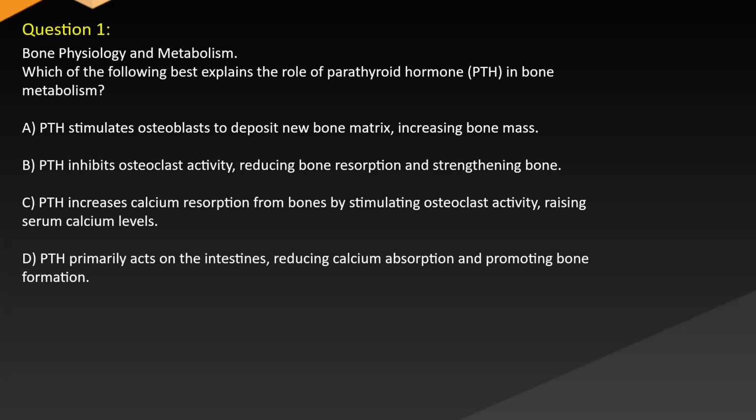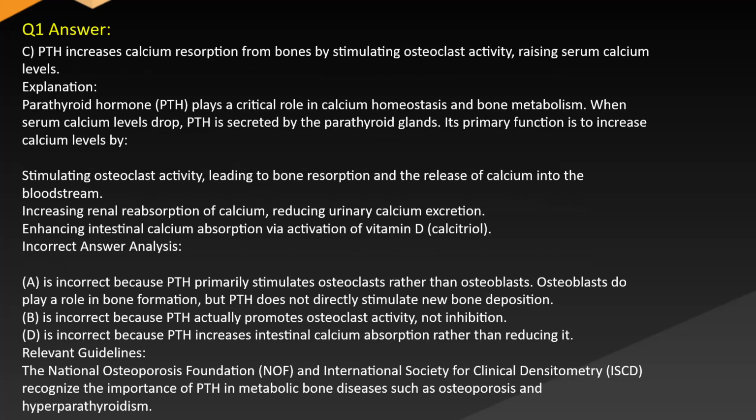C. PTH increases calcium resorption from bones by stimulating osteoclast activity, raising serum calcium levels. E. PTH primarily acts on the intestines, reducing calcium absorption and promoting bone formation. Answer. PTH increases calcium resorption from bones by stimulating osteoclast activity, raising serum calcium levels.